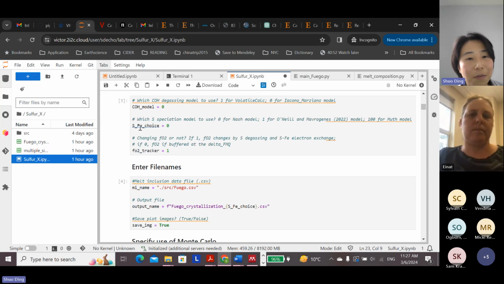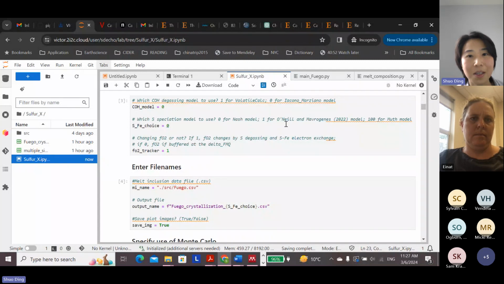And then this sulfur-iron choice is where you choose a model to describe the equilibrium between sulfur and iron. There are actually 4 options. 0, 1, and 100 are the 3 existing models. But because our understanding of this equilibrium is still updating, there is another choice: you can use a modified version, so basically put a number different from 0, 1, 100. What it does is modify this model to fit your own data. And I would only recommend you do that if you really have your own data sets.